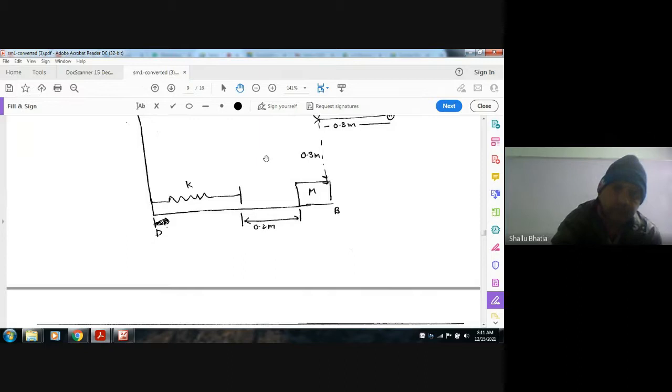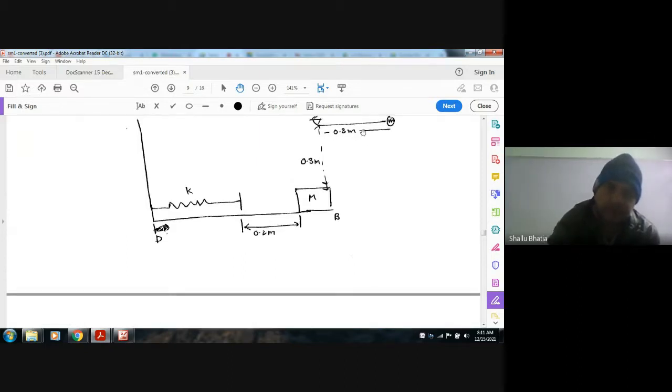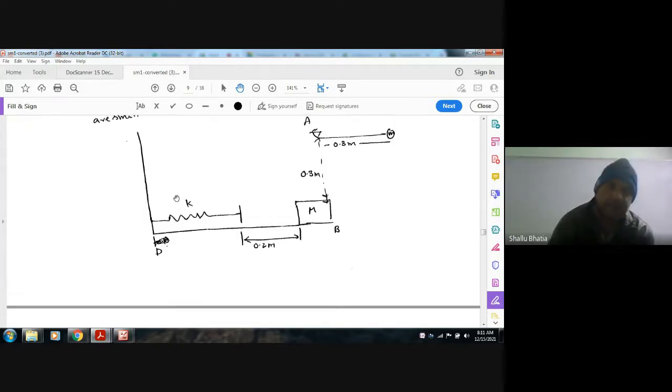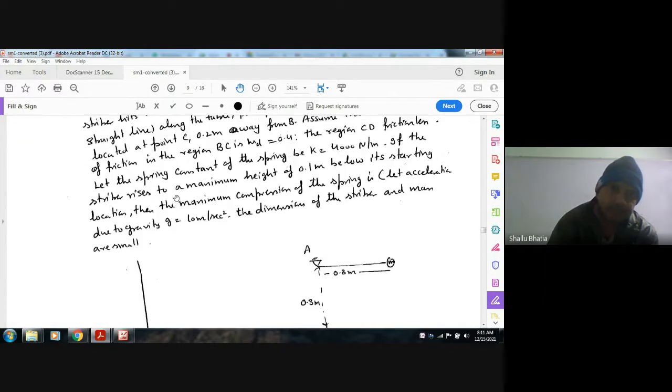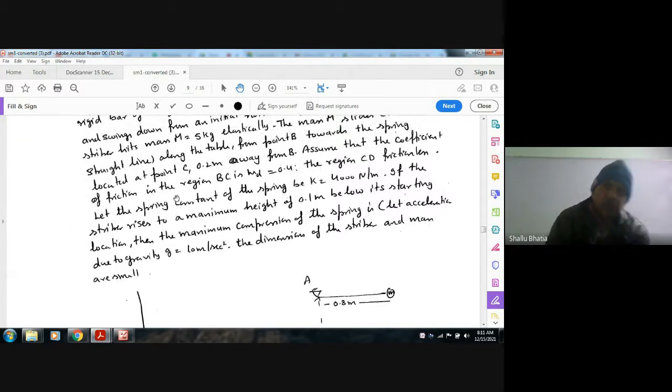This is the mass capital M, and this is the small mass m. It is 0.3 meter from this, and it is also 0.3 meter in height. So the mass is 0.2 meter from the spring. Assume that the coefficient of friction in the region BC is 0.4. The region CD is frictionless. Let the spring constant be K equal to 4000 Newton per meter.